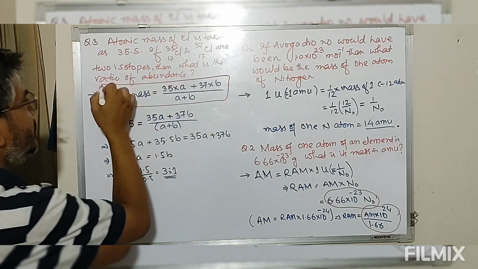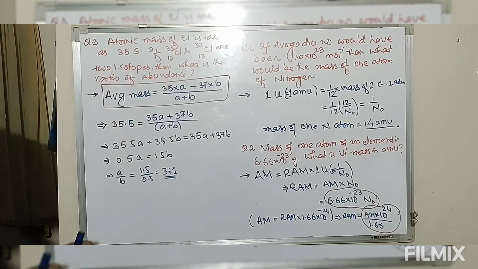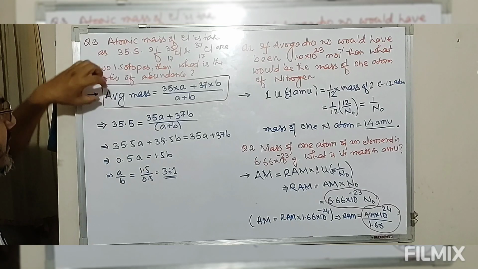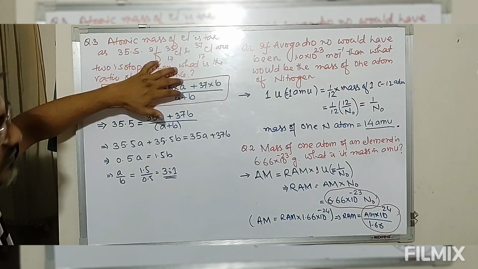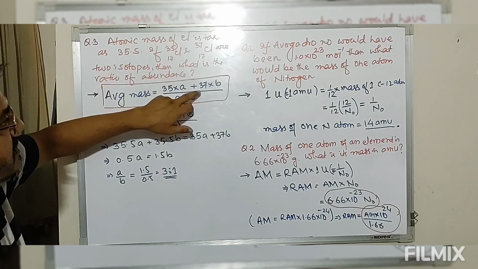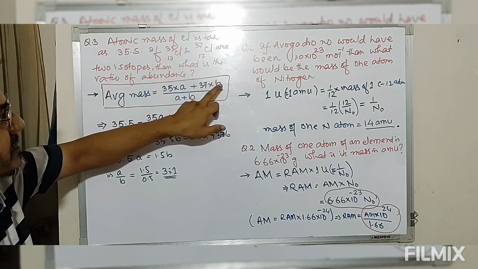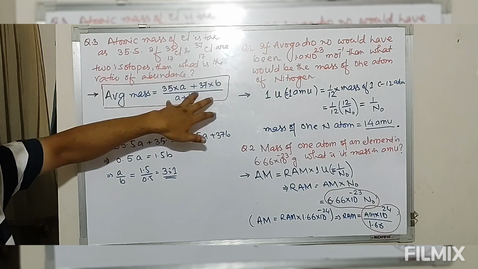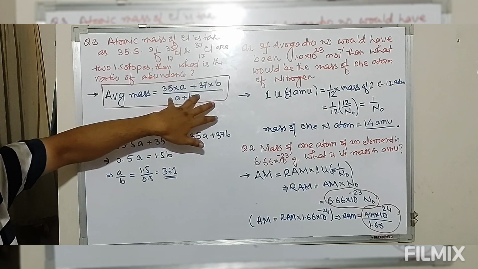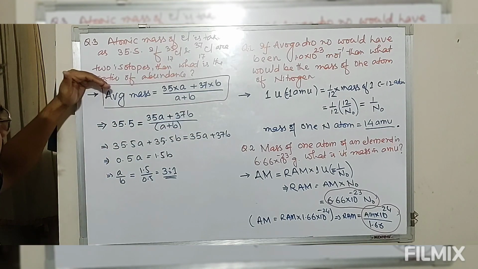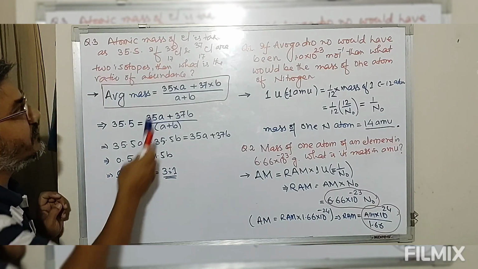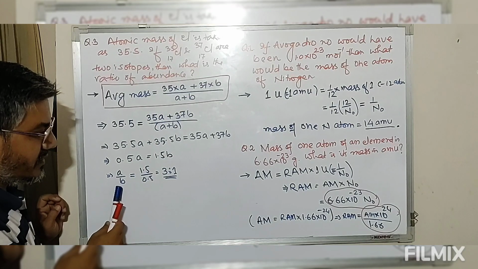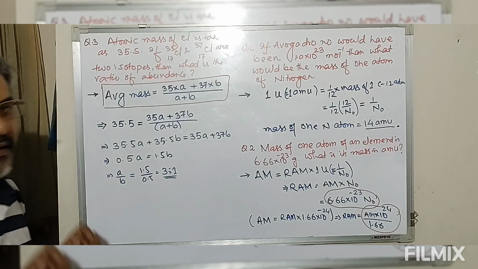If A to B is the ratio of abundance of two isotopes, then the average mass is isotopic mass into abundance of first isotope plus isotopic mass into abundance of second isotope, divided by the summation of total abundance. So this is the average mass. So we find this A by B, the ratio of abundance of 35 to that of 37, is 3:1.